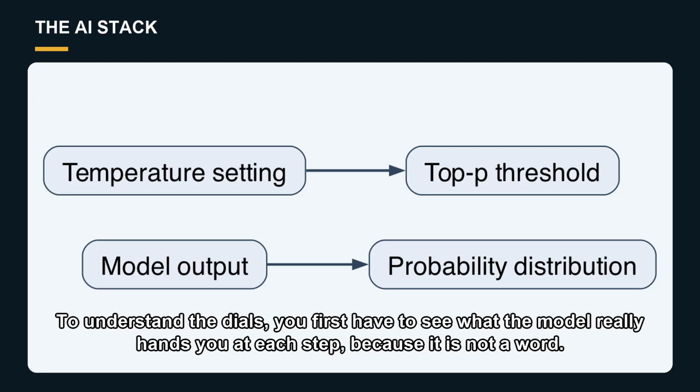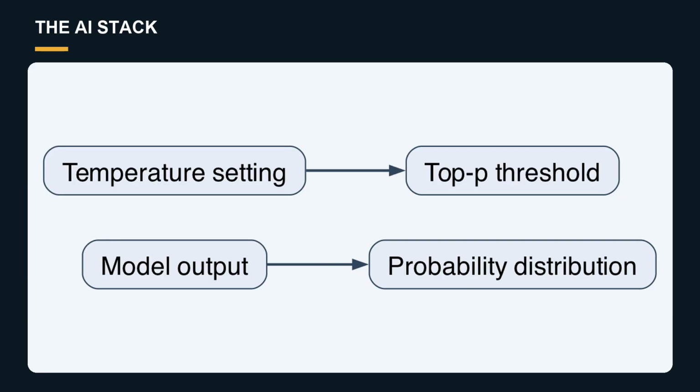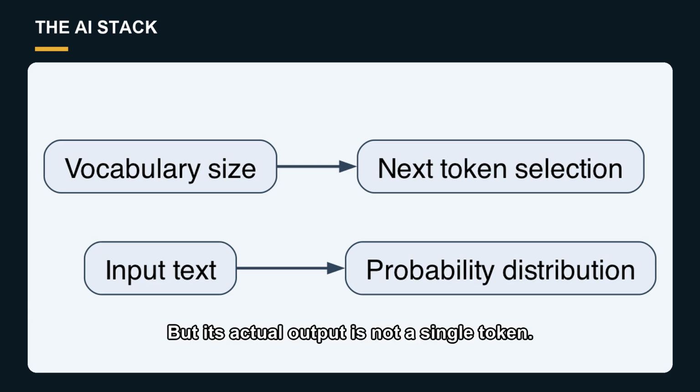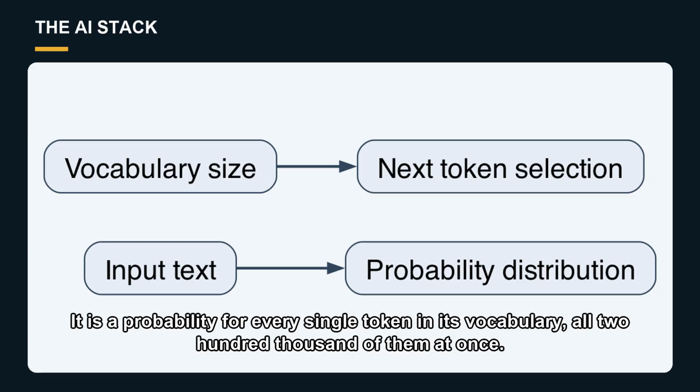To understand the dials, you first have to see what the model really hands you at each step, because it is not a word. Remember from episode 1, the model reads everything so far and predicts what comes next. But its actual output is not a single token. It is a probability for every single token in its vocabulary, all 200,000 of them at once.